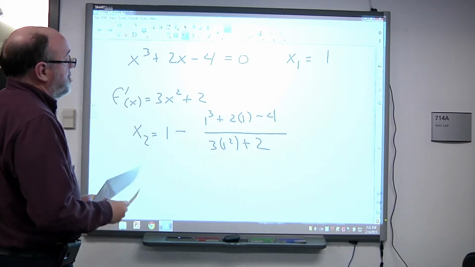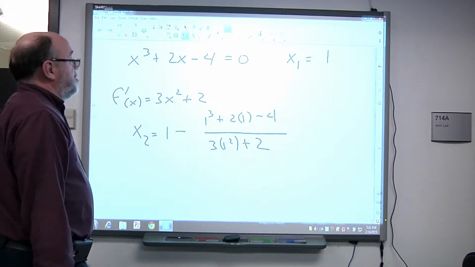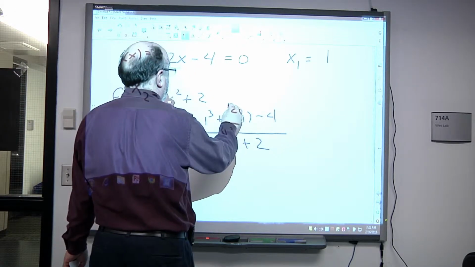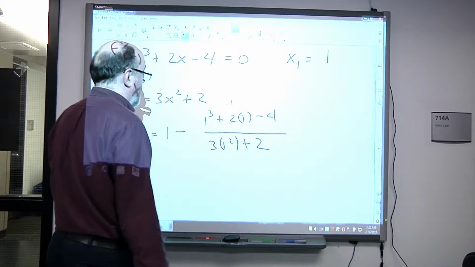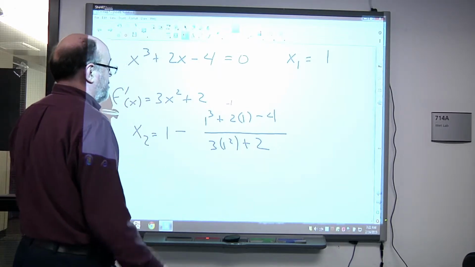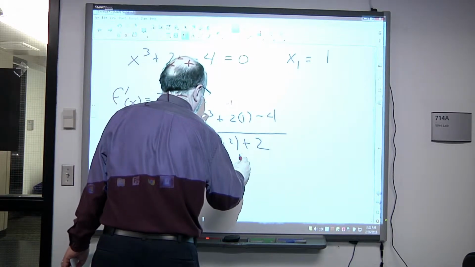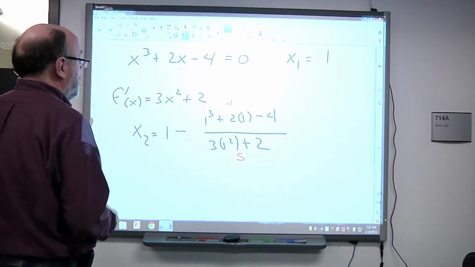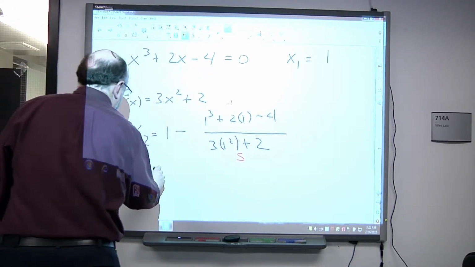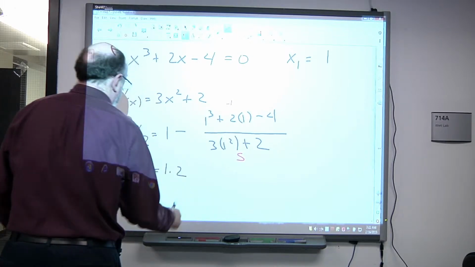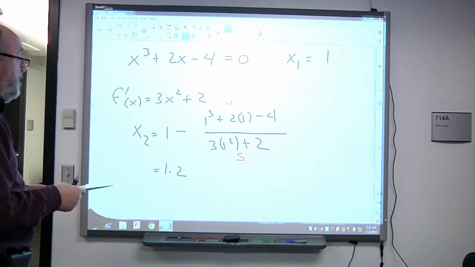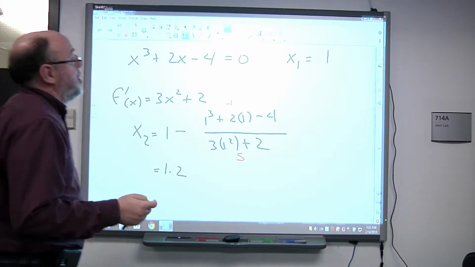So if I look at this, let's see, that's going to be 1 plus 2, which is 3, minus 4. This will be a minus 1 on top. And then at the bottom will be 3 plus 2, which is going to be 5 on the bottom. And so 1 minus a minus 1/5 is going to give us 1.2. So that's my second approximation.